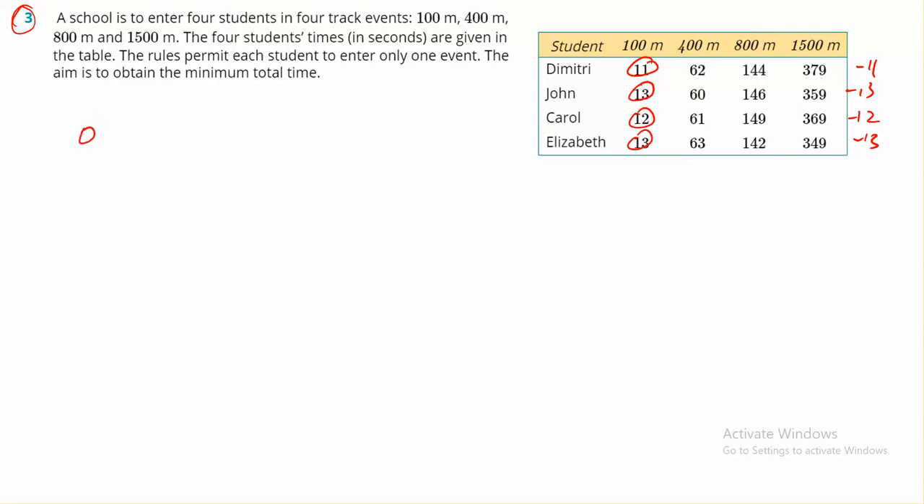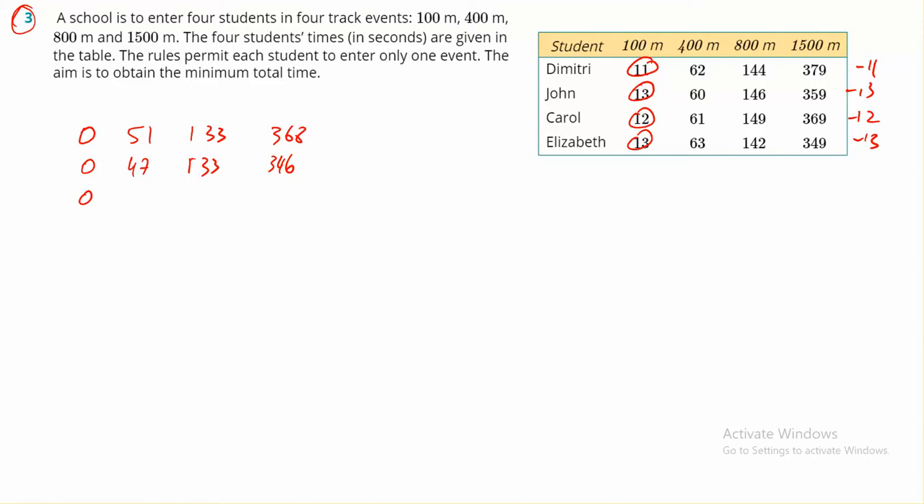So 62 minus 11 gives you 51. 144 minus 11 gives me 133. 379 minus 11 gives me 368. Okay, subtracting 13 from the second row. So 60 minus 13 is 47. 146 minus 13 gives me 133. 359 minus 13 gives me 346. Okay, 12, so third row, 12 minus 12 is 0.